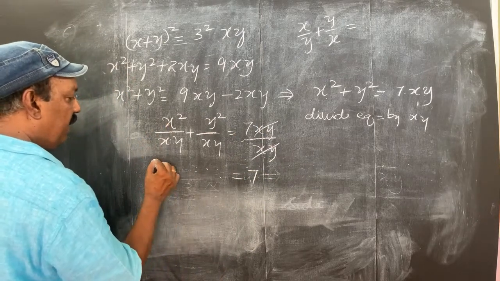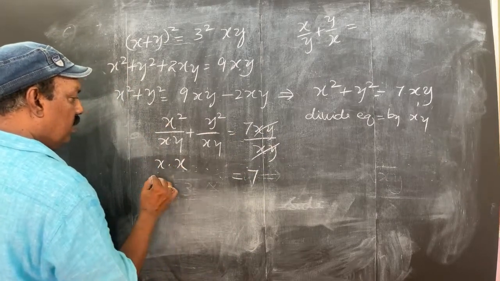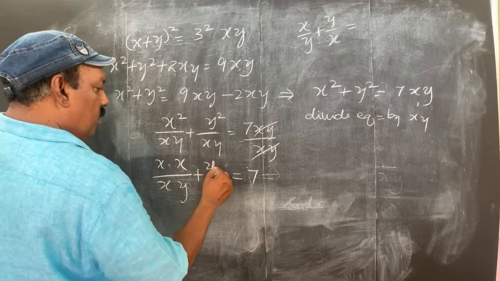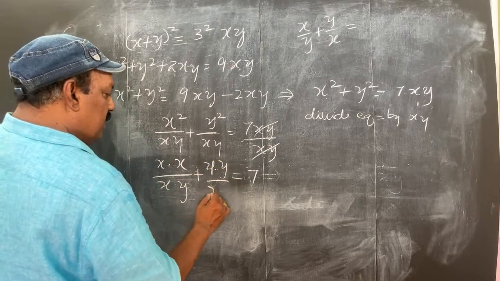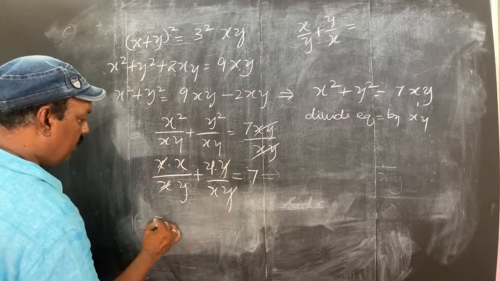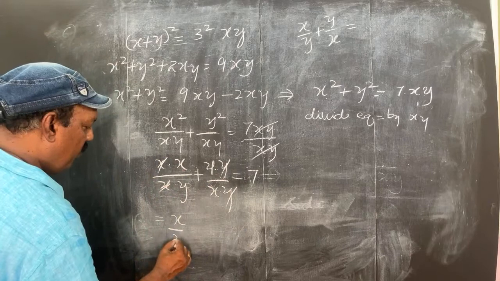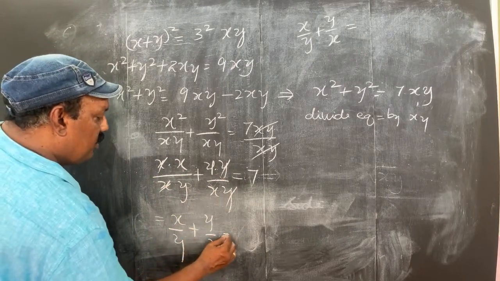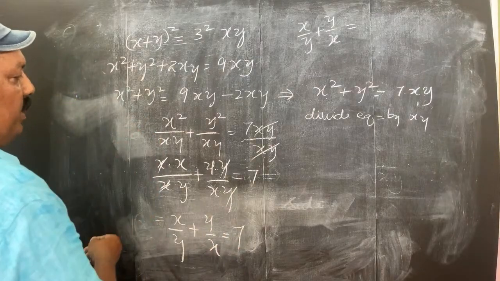Here x square I can write as x into x, and y square as y into y, divided by xy. Here y gets cancelled, x gets cancelled. What is that now? x by y plus y by x is equal to 7.